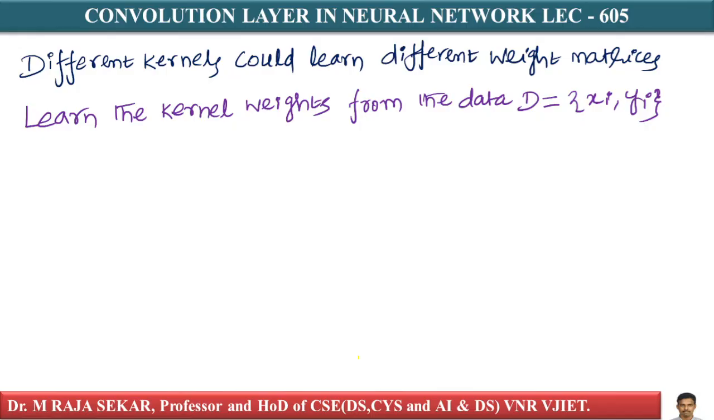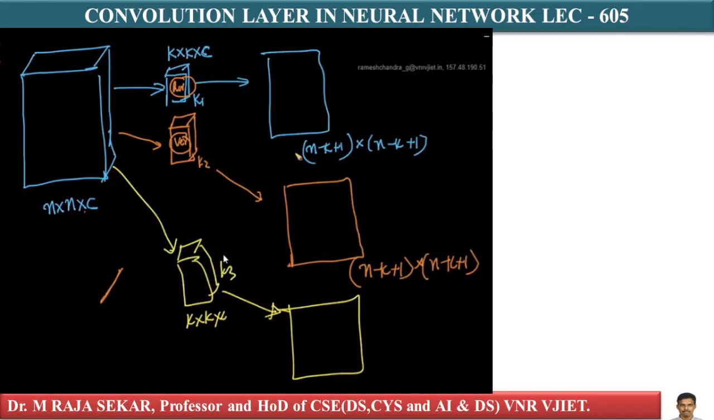Imagine I have an input of size n cross n cross C, and let's assume I have a third kernel, K3, again of size K cross K cross C. This also results in a third image. Now I can stack all of these images.